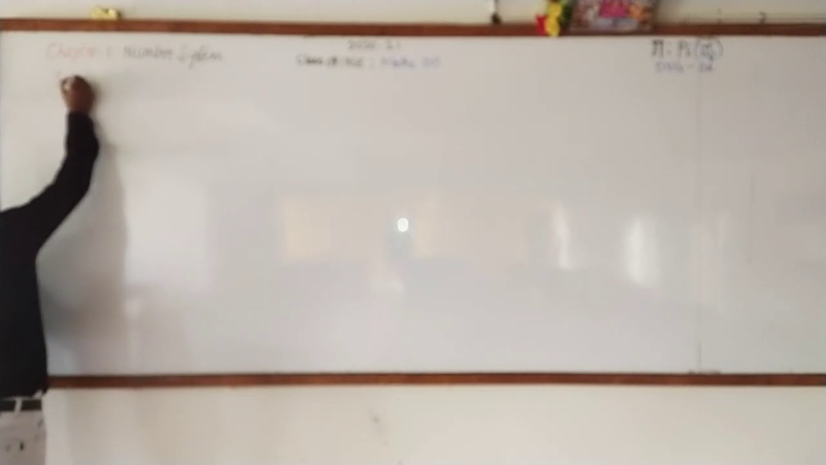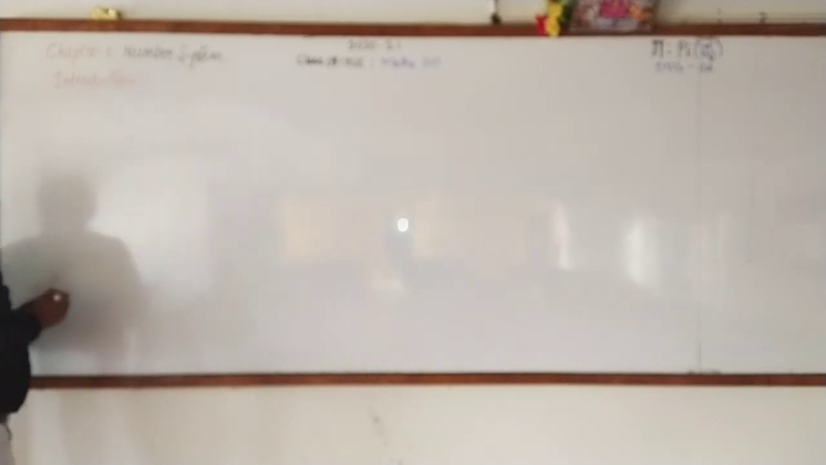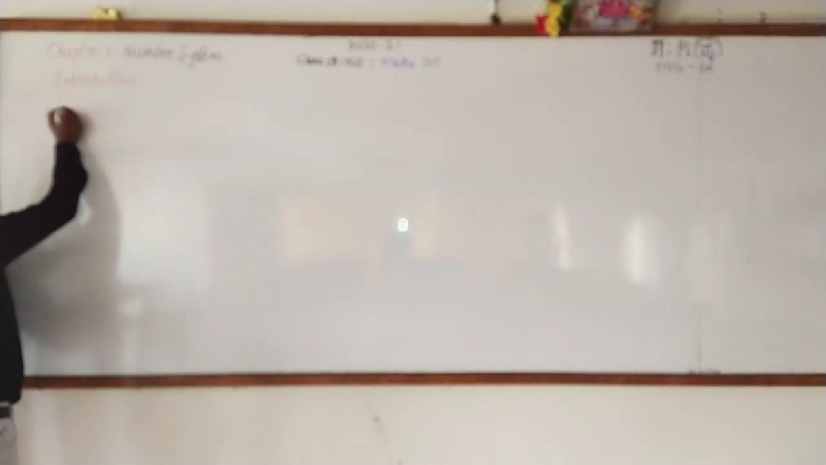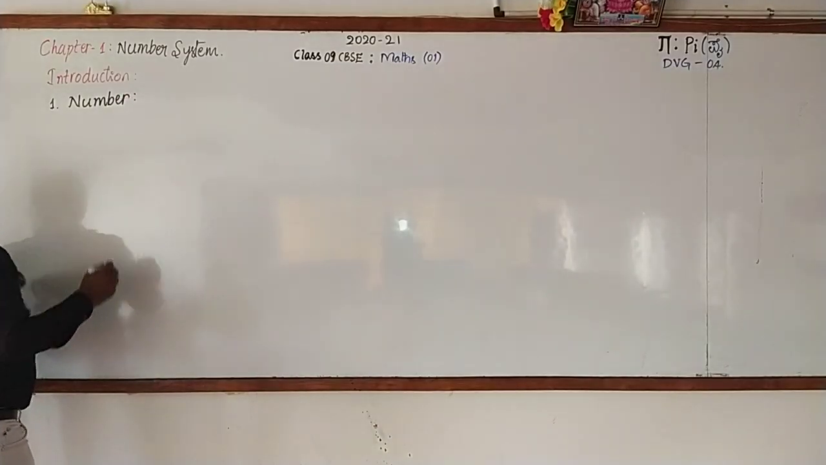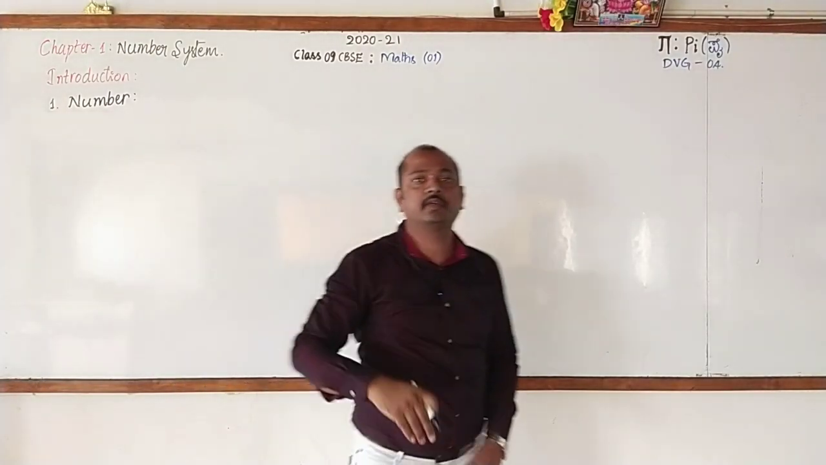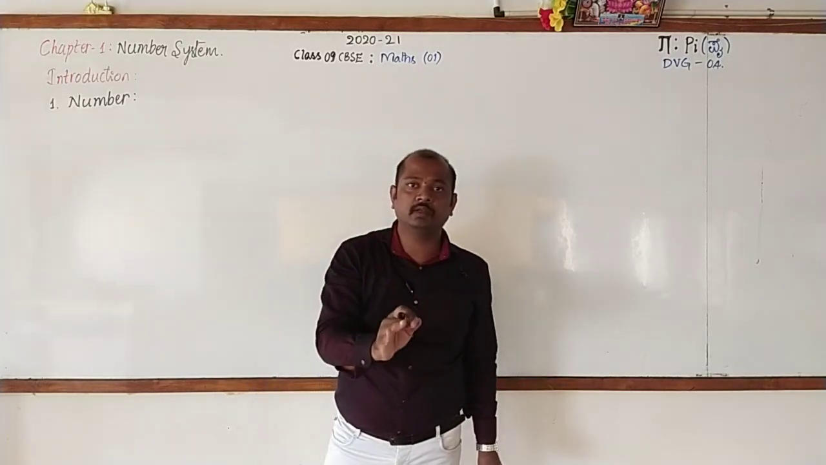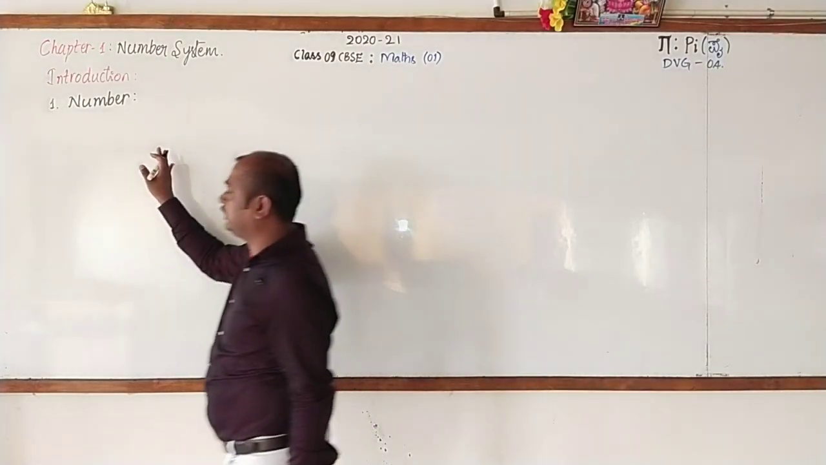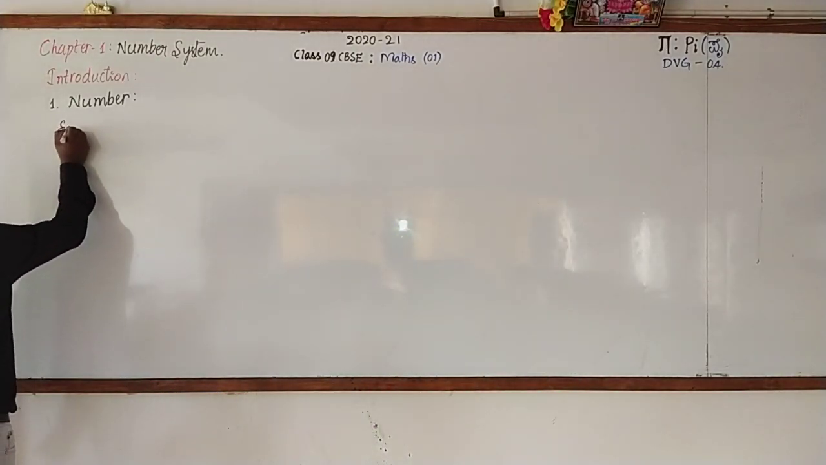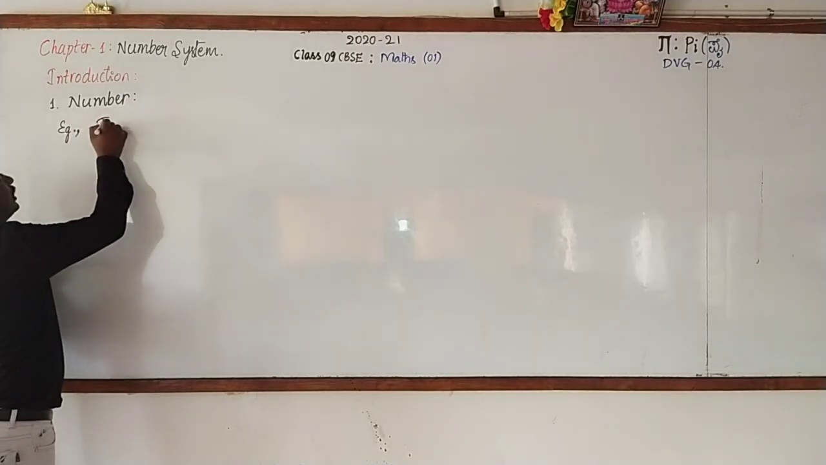Subheading: introduction. In that, the first one is number. What is a number? I just told you, recall the definition. A number is a mathematical concept used for counting. Once more, a number is a mathematical concept used for counting. I'll take some examples for numbers. If I ask you the number of students in your classroom, you may say that there are 30 students.